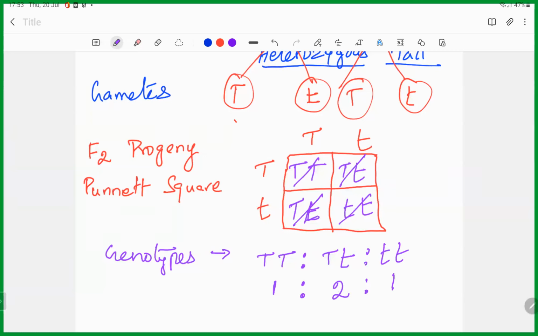Can you understand? So what are the genotypes? TT, Tt, tt. How do you describe this, Hari? TT, homozygous dominant, tall. Second one, how do you describe this? Heterozygous tall. Heterozygous for tall. And here, tt, dwarf. Okay, fine.